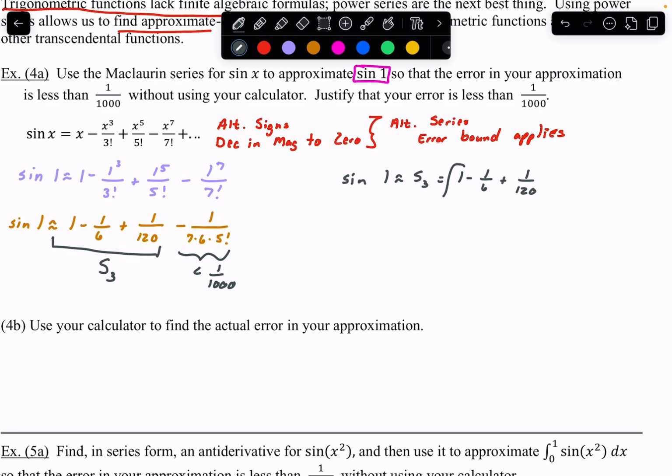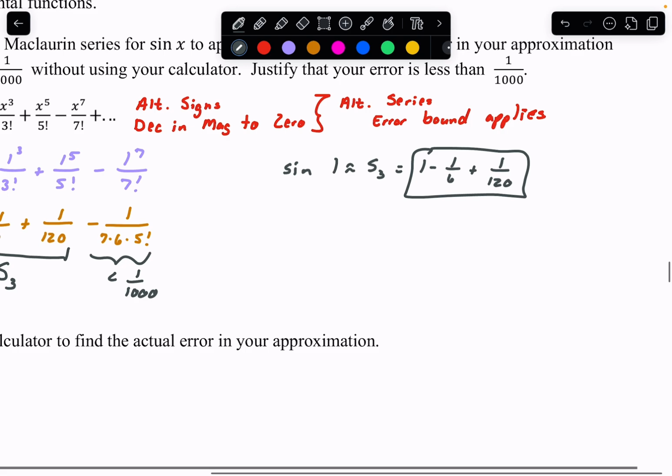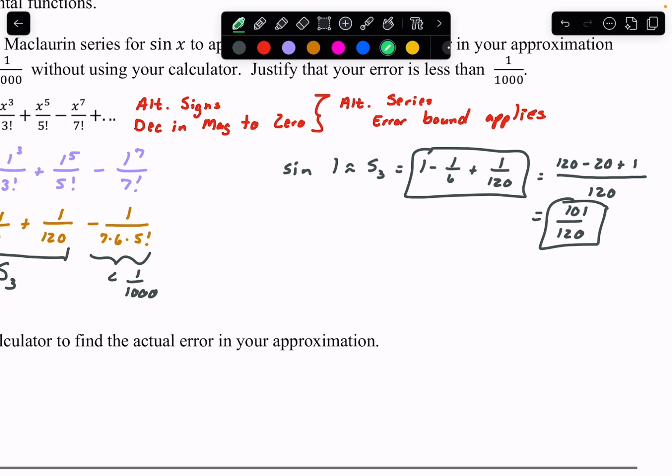Obviously, we can leave it like this unless we're trying to reduce for multiple choice, but we can leave it like that if it's an FRQ. It's not bad to reduce. The 1/6 is just 20 over 120. So this becomes 101 over 120. So that is my approximation for sine of 1.